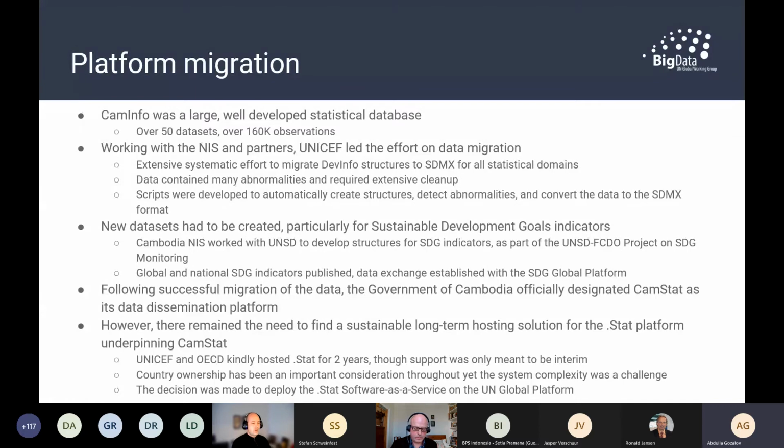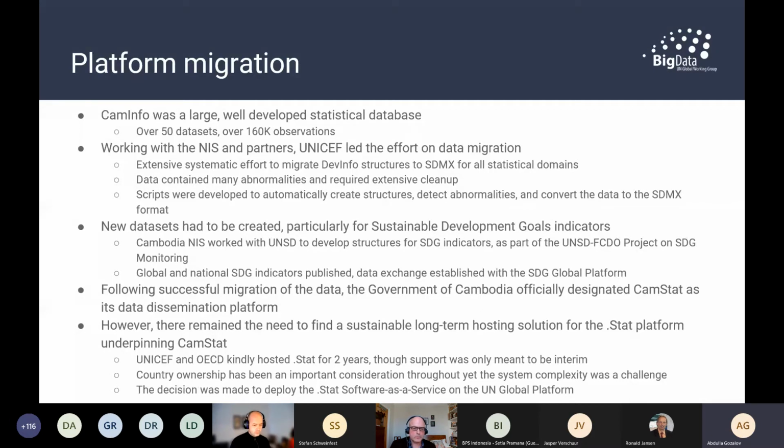At the same time, new data sets also had to be created because obviously the world doesn't stand in place, and in particular, as the SDG was starting, UNSD supported the NAS in creating its SDG data sets, structures, and data, and establishing the data exchange as part of the UNSD FCDO project on SDG monitoring. And even in the early stages, a pilot data exchange was established with the SDG global platform.